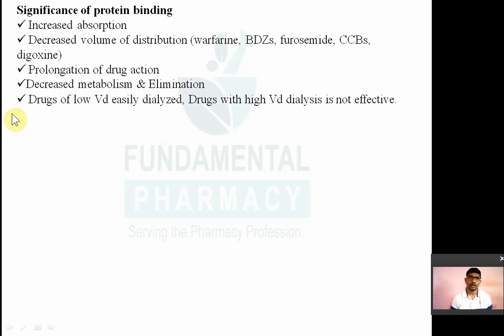Now drug with low volume of distribution, they can easily dialyze. Drug with a high volume of distribution, dialysis is not effective. I will explain this. So drug with low volume of distribution, what do you mean by low volume of distribution? That means drug is mostly present in the blood. Okay, so if drug is bound to a plasma protein, that means it will have a less volume of distribution. If drug binds to extracellular tissue, that means it will have a high volume of distribution, right?